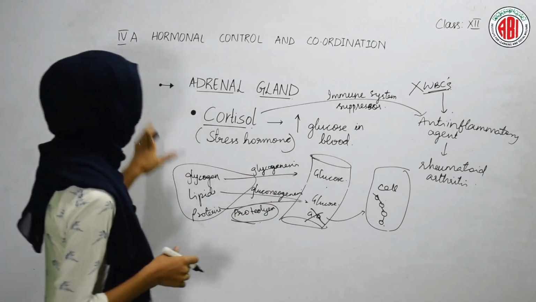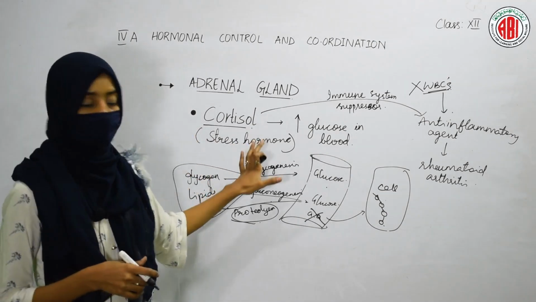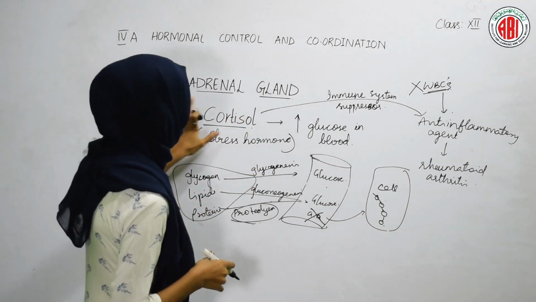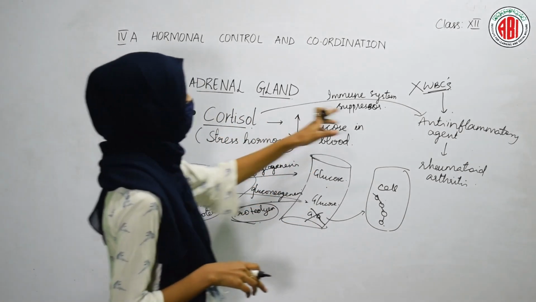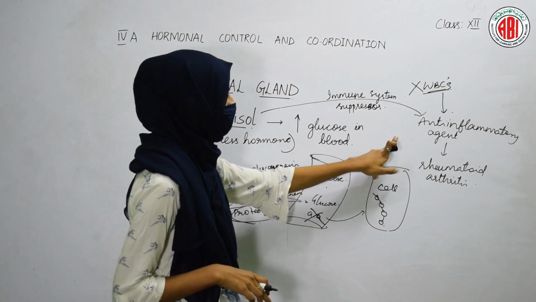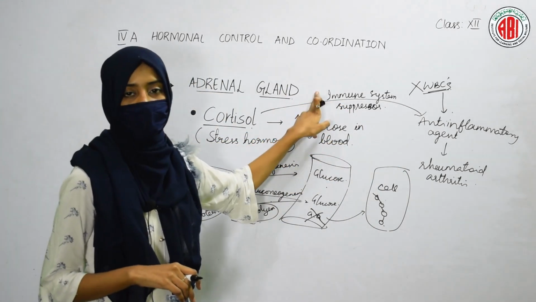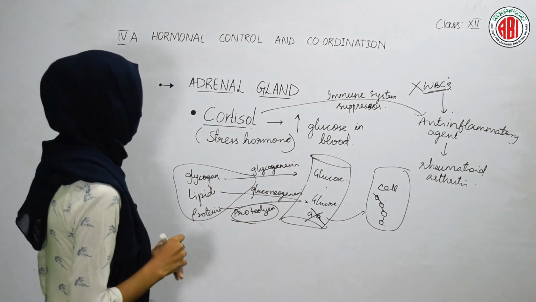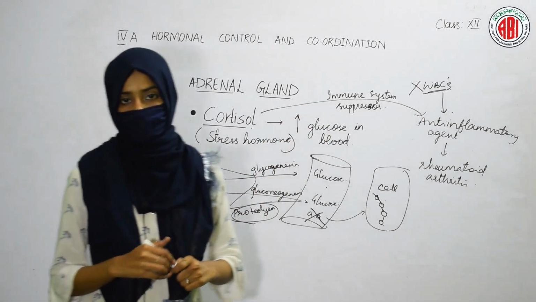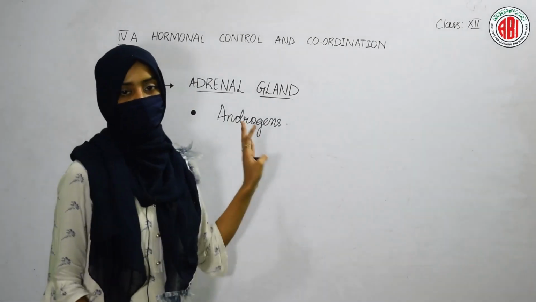So, this is how cortisol works. On one hand, you can see that it increases the level of glucose in the blood, and on the other hand, it acts as an anti-inflammatory agent which is responsible for the suppression of our immune system. Okay, so this is about a hormone called cortisol, which is also termed as stress hormone. Let us see the action of androgens.